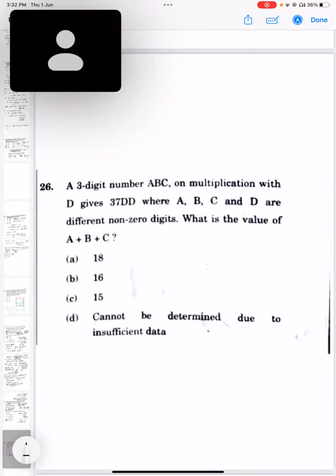I am Ritesh Singla. In this series, we are covering the UPSC Prelims CSAT 2023 paper. We have already gone through 2 lectures, and this is the third lecture of the series. In the previous videos, we have discussed till question number 25. Today, we will start from question number 26.